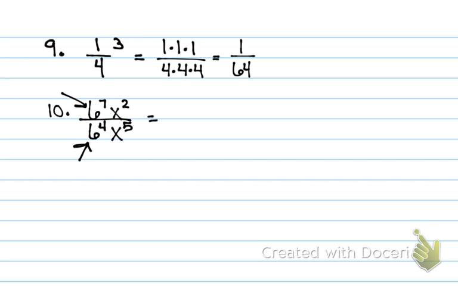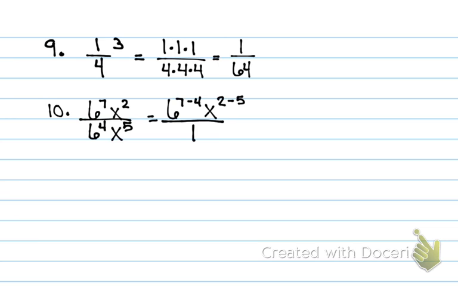Okay, there's 2 separate terms, right? But we have 6 for a base in the numerator and denominator. So same base, what can we do to our exponents? Subtract them, okay? So here's what's happening when we do that. We are bringing the exponent into the numerator, okay? And subtracting it. So it's 6 to the 7th power minus 4, and it's x to the 2nd power minus 5.